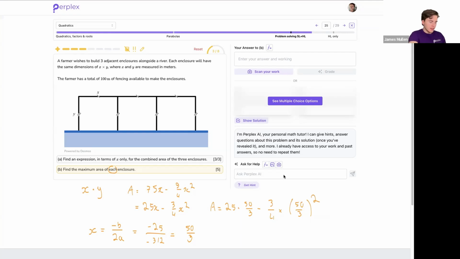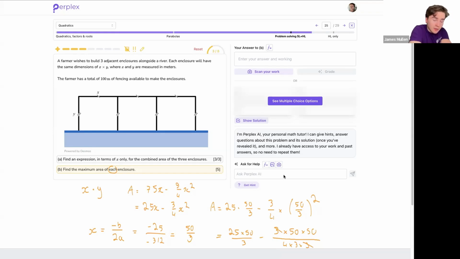Okay, now let's take a closer look at this and try and simplify as much as I can. I'm going to have 25 times 50 over 3 minus 3 over 4. So let's write this as 25 times 50 over 3 minus 3 times 50 times 50. That's 50 squared. And then I'm going to be dividing that by 4 times 3 times 3, and that's the 3 squared. I'm going to cancel one of these 3's with the one in the numerator. So I'm going to have 50 times 50 over 12, and I'm subtracting that out from 25 times 50 over 3.